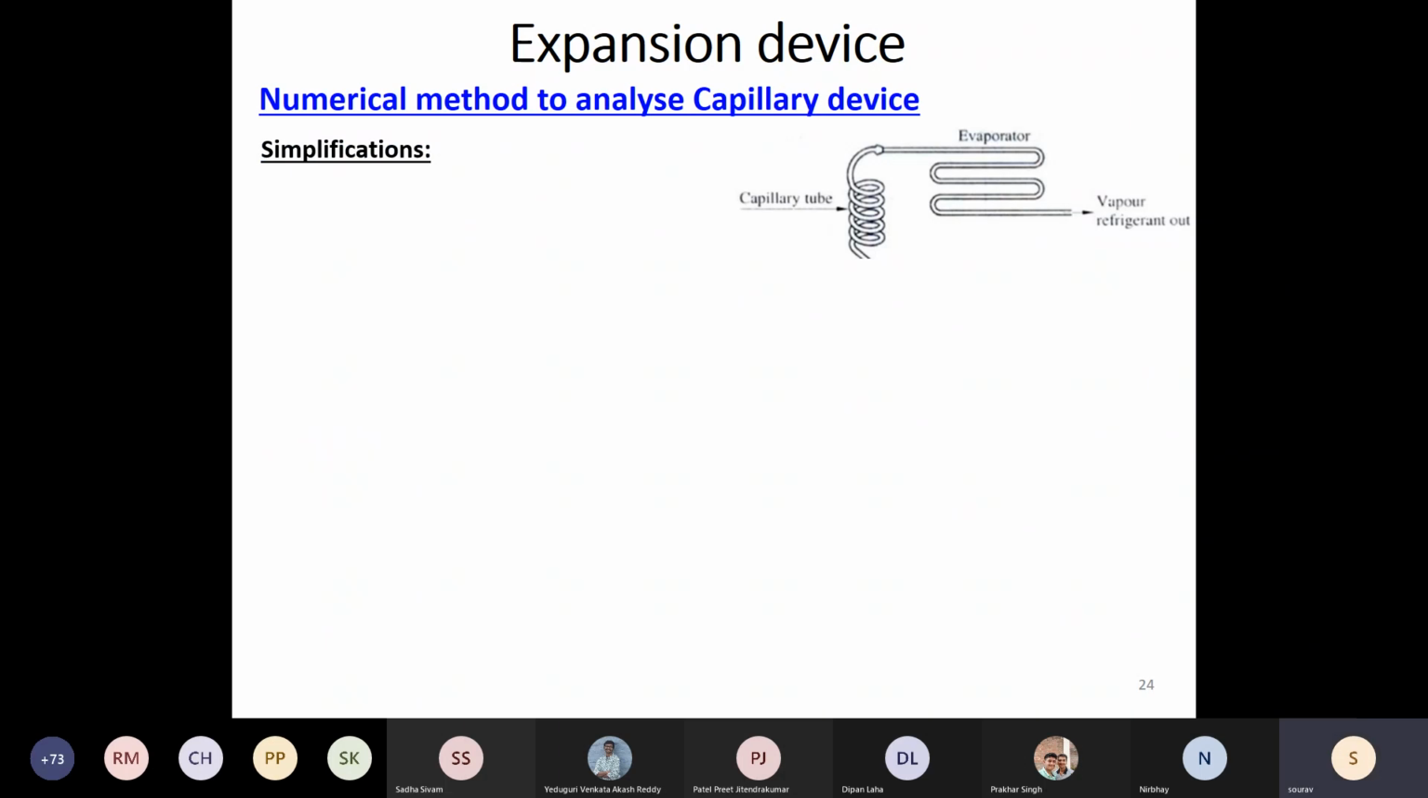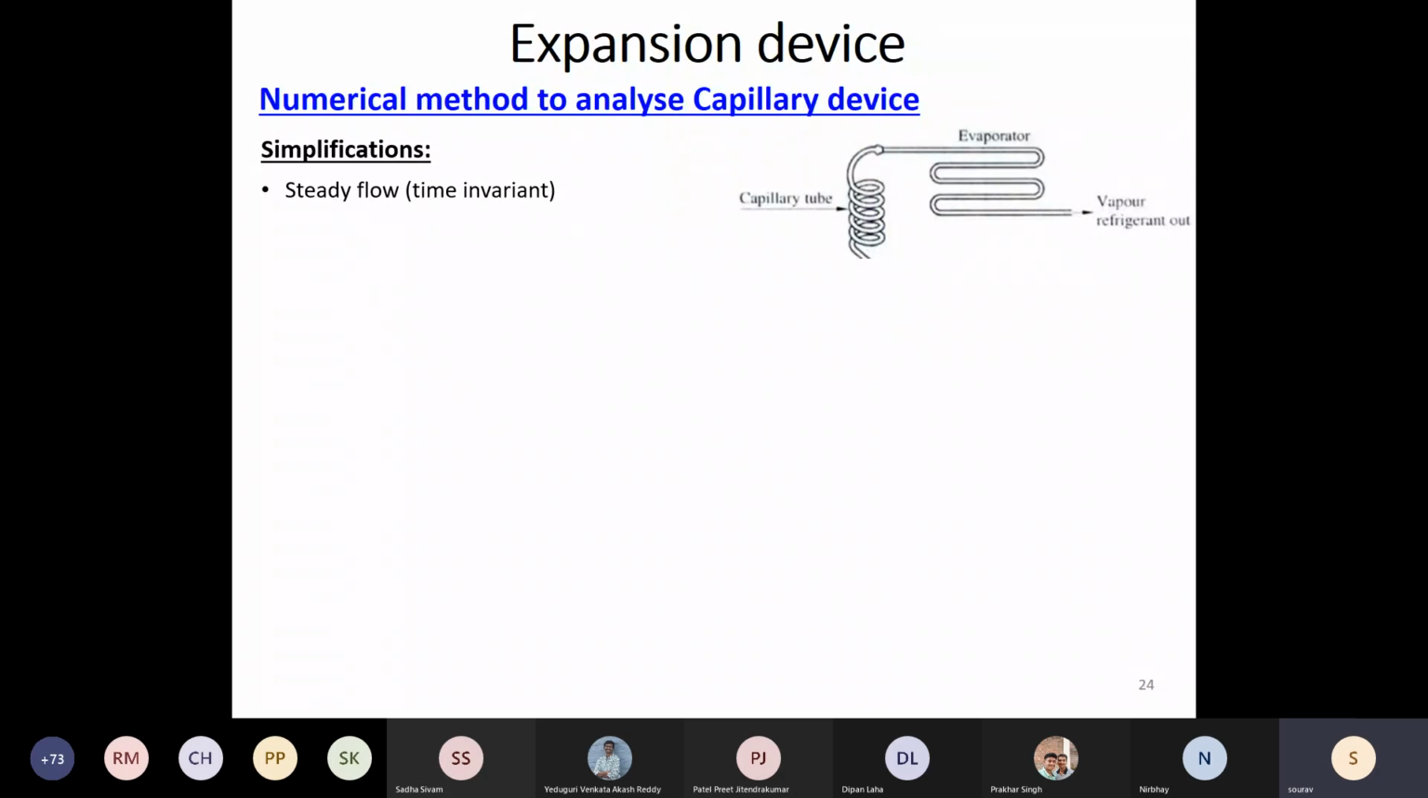So I will just quickly go through the mathematics of how to analyze this type of flow. And of course, we will not be analytically solving this. We will use a numerical method to solve, and we will make use of that code to size our capillary tube. So before I discuss the mathematics involved, let's see some simplifications which we are going to make.